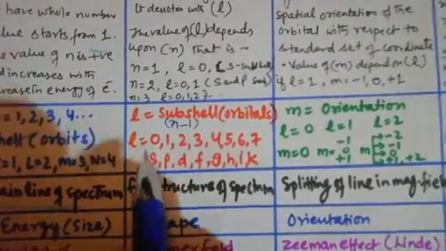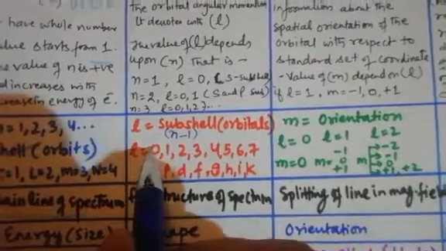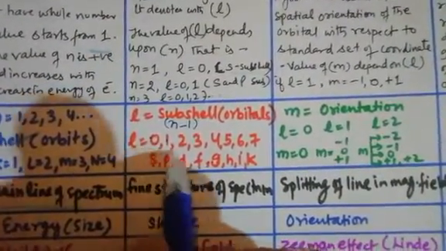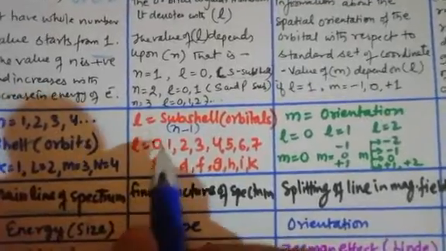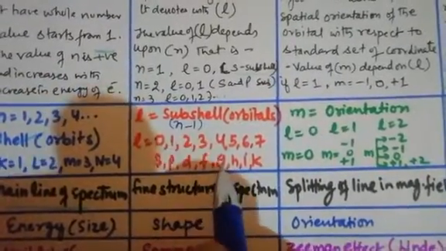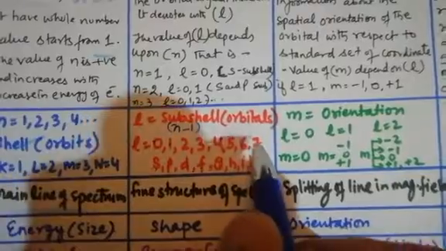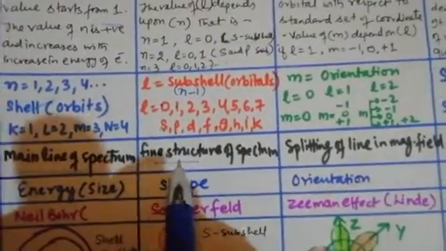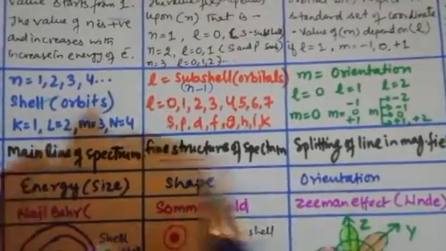So 0 is s. Wherever you find the 0 value, you can write that it is s, and likewise each value has a code. 0 means s, 1 means p, 2 means d, 3 means f, 4 means g, 5 means h, 6 means i, 7 means k. It talks about the fine structure of the spectrum. It is the main line of spectrum, the fine spectrum.